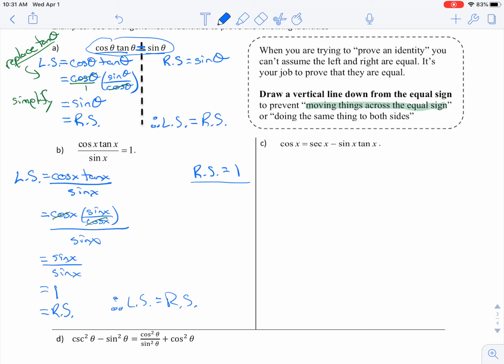So not so bad. It will get more complex here in a minute. So the next one, we've got left side equals and right side equals. And obviously there's more stuff on the right side, so let's begin with the right side. So I've got secant x minus sine times tan.